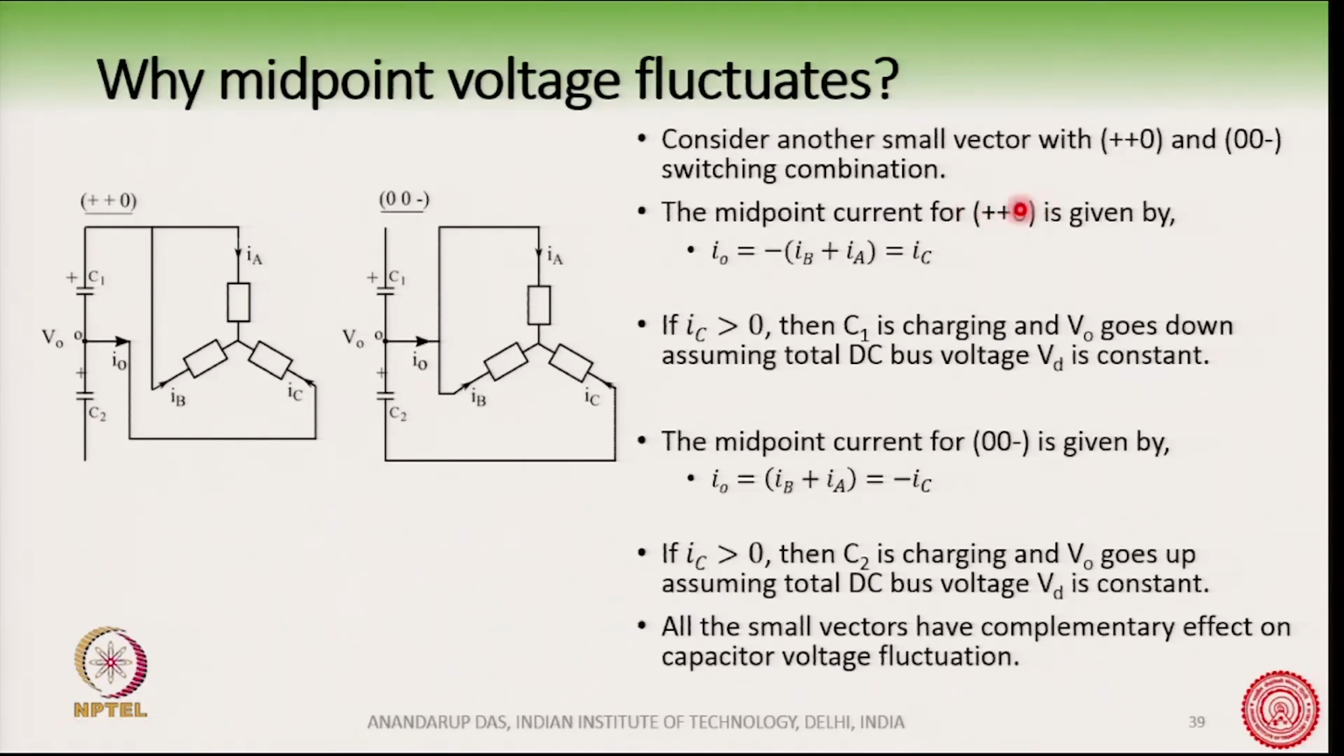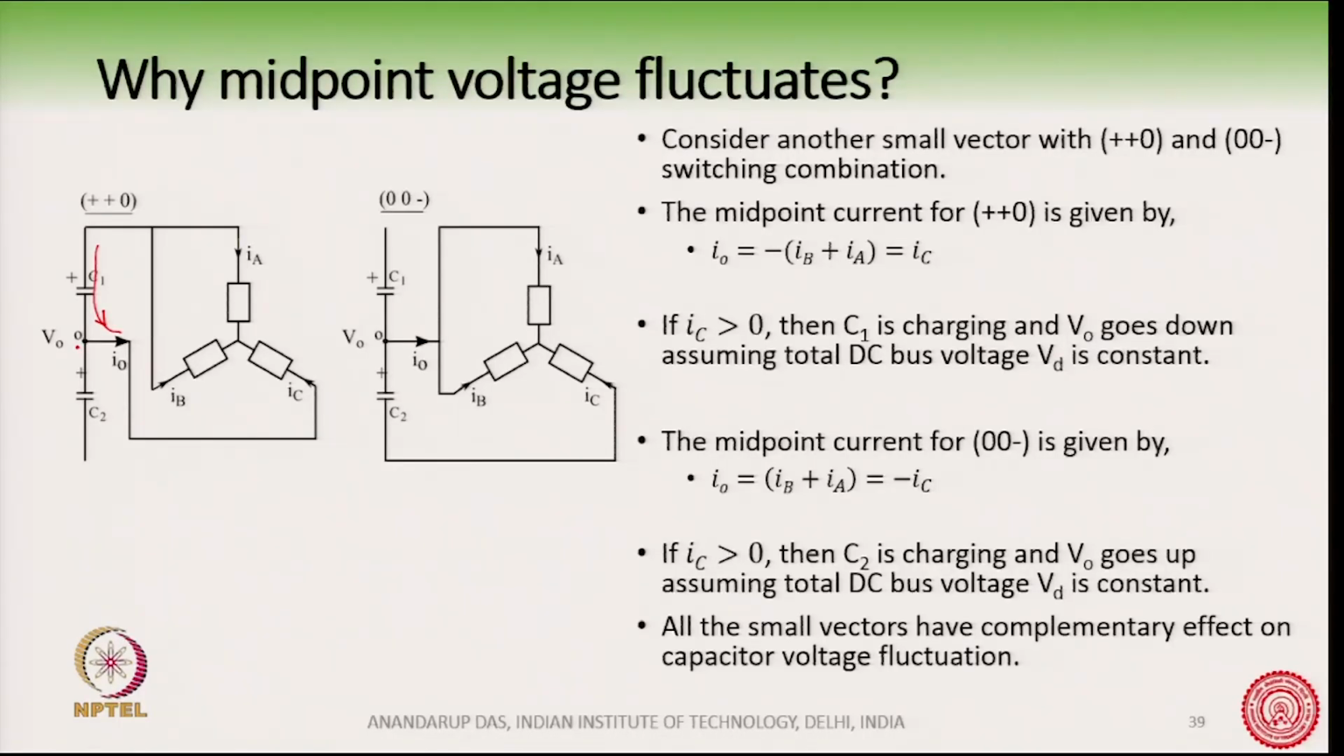So, for plus plus 0 combination, how is the circuit looking like? Plus plus 0 means A and B both are connected to the positive DC bus, whereas 0 means the C phase is connected to the midpoint. So, this is the circuit here, and the I naught current is equal to I C, which will be equal to minus of I B plus I A. If I apply this switching state and if I C is greater than 0, then the current will flow like this, which will cause C1 to charge up, and hence if the total DC bus voltage is constant, then the midpoint voltage will go down.